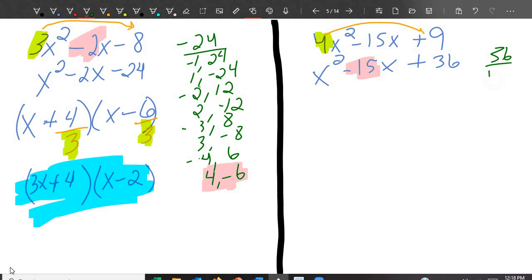Now, I got to list them both as positive and both as negative. 2, 18, 3 and 12, 4 and 9, 6 and 6. Now I go list them all with negative sign.